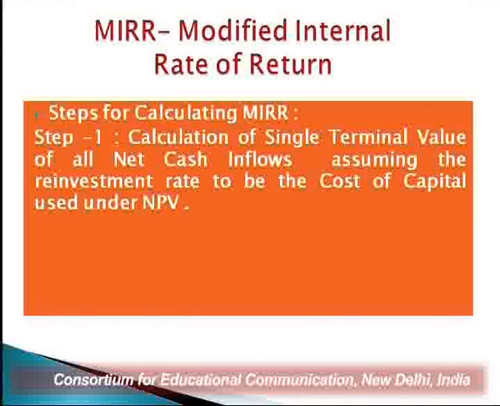So while taking a decision, these can be the possible reasons for disparity, and if you wish to deal with this disparity, there are two ways. One is that you go ahead with the decision given by NPV, and the second is you calculate MIRR, that is you modify your internal rate of return. Now what are the steps for calculating MIRR? There are two steps. In step 1, we calculate a single terminal value of all net cash flows, making an assumption that the reinvestment rate is the cost of capital used under NPV. So whatever cost of capital is used in NPV, at the same rate we will be calculating the terminal value.